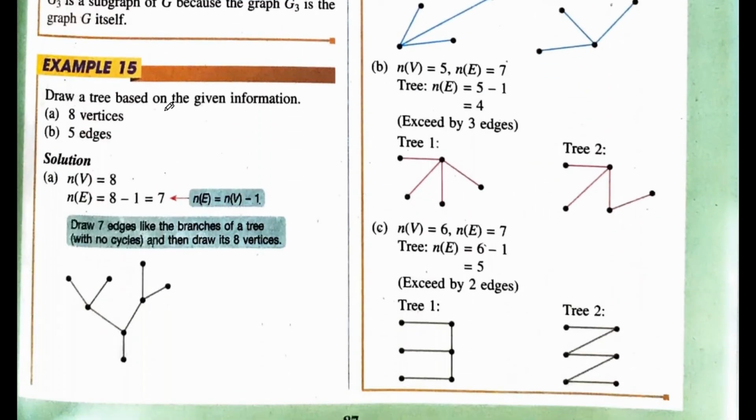Example 15. Draw a tree based on the given information. Add vertices. Okay, so this one we have number of vertices equals 8. Okay, for a tree, there's a very important criterion: number of edges must equal number of vertices minus 1. So how many edges do we need to draw? Number of vertices, we have 8. So 8 minus 1. So we can only draw 7 edges.